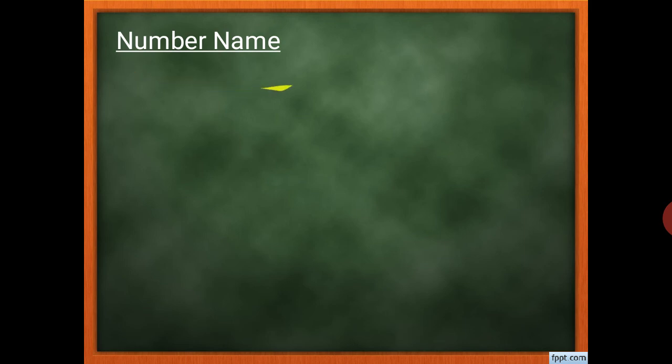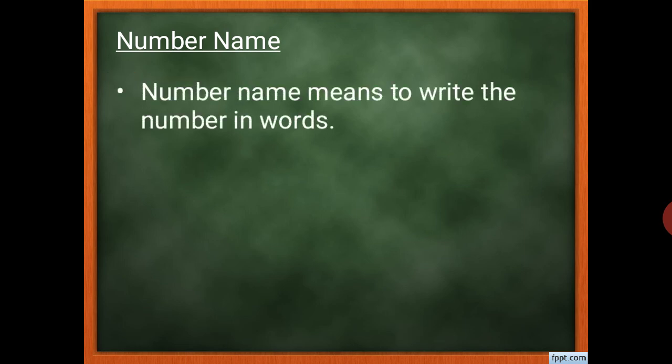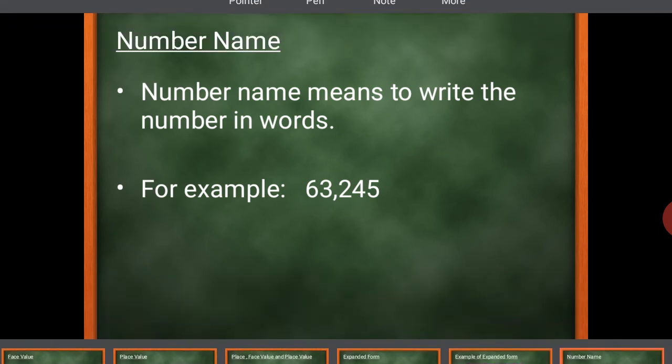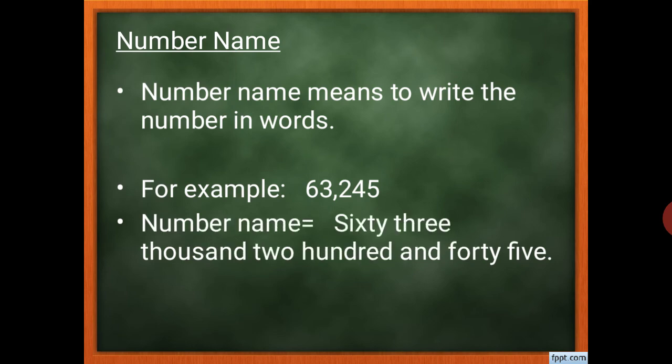The next is number name. Number name means to write the number in words. Just see this example, 63,245. Now if I have to write it in words, how can I write? Students, just think once. Yes, so its number name will be sixty-three thousand two hundred forty-five. Because this is the thousands place and this is the ones place.